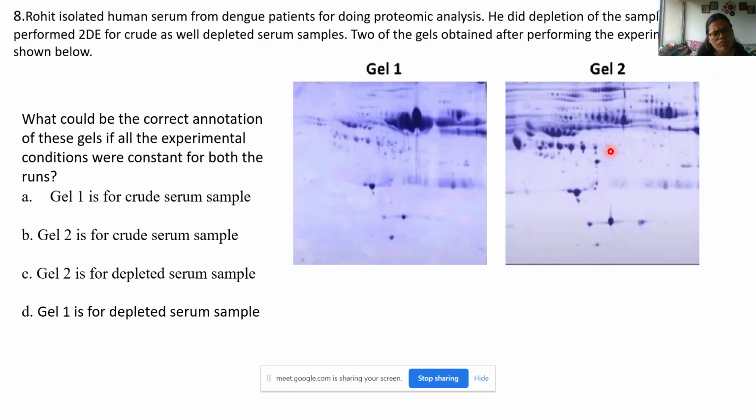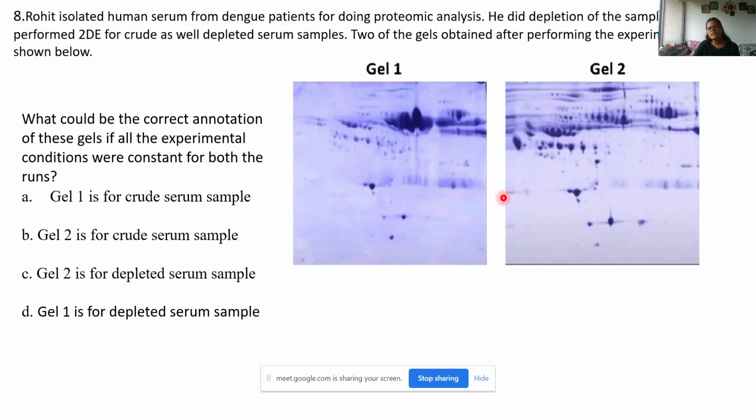I guess option A and C is the right one. Okay. Option A is gel 1 is for crude serum sample, and option C is gel 2 is for depleted. Yes, you are right. Gel 1 is for crude serum sample.